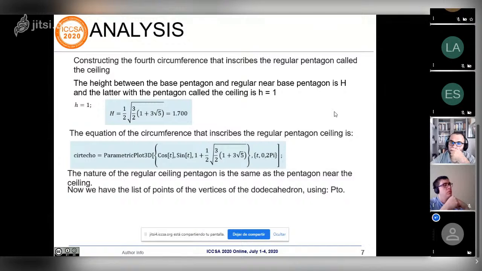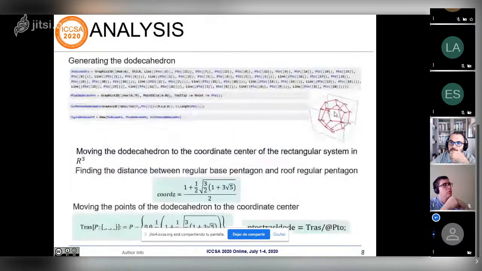For the construction and visualization of the dodecahedron, based on an inscribed pentagon of radius 1, we use the commands Mathematica 11.2, ParametricPlot3D, Delete, Table, Graphics3D, Norm, and Show, as you could see in the slides.